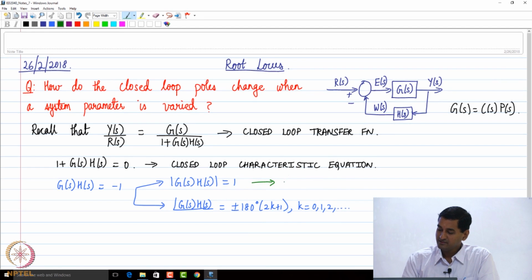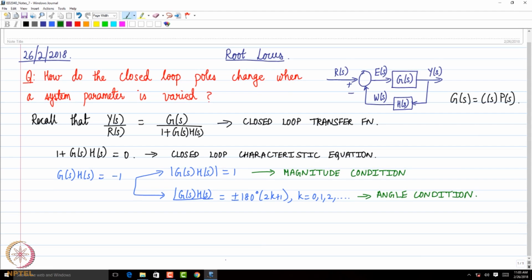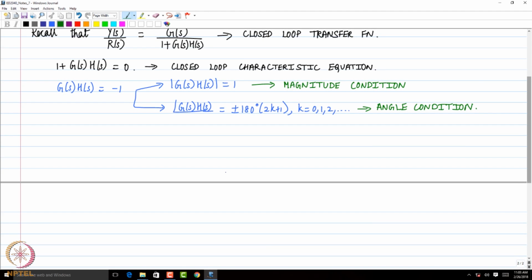This one is what is called the magnitude condition. This is what is called the angle or the phase condition. Any value of s that satisfies these two conditions is a closed loop pole. That is essentially something that we discussed. Once again, I am just recapping what we did in the last class before continuing from there.